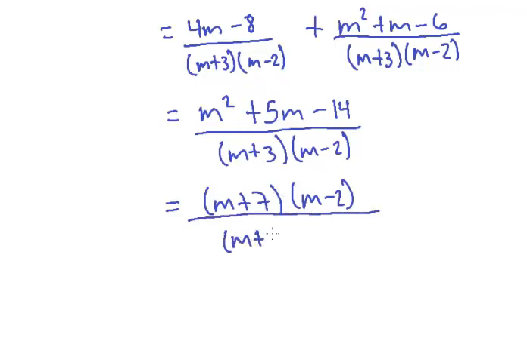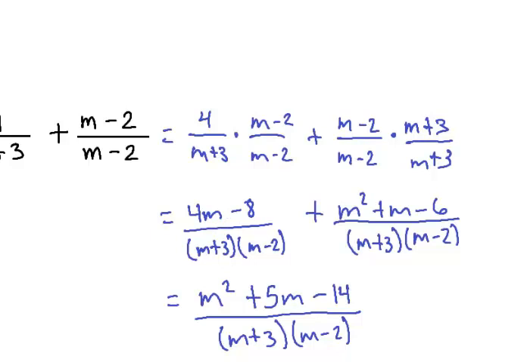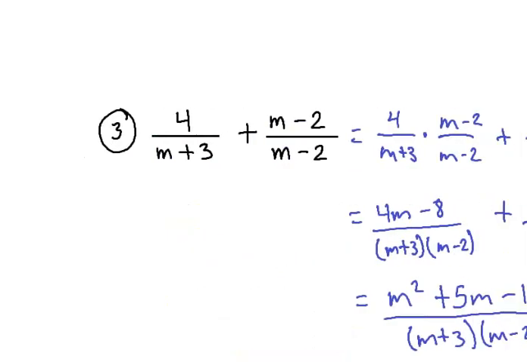I copy the denominator, and I can see that m minus 2 is repeating in here. So I can cancel the repetition. Yes? If I cancel the repetition, there's only m plus 7 left. There's nothing to multiply with, so I don't need to put the parentheses. And there's only m plus 3 at the bottom. There's nothing to multiply with, so I can copy it without the parentheses. I cannot simplify anymore because it's already in its simplest form. So I'm going to leave it like that. That will be the answer for this exercise number 3.